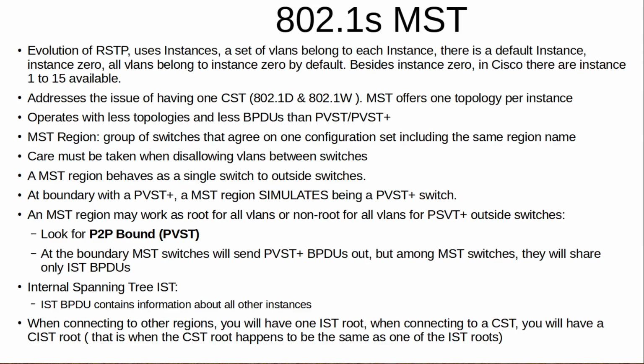You can have a set of switches having different MST regions. Each region will be its own IST. You can have one IST root per region, and if you connect them all together, you will have a common internal spanning tree, and a root for the whole set must be chosen. That will be the CIST root.